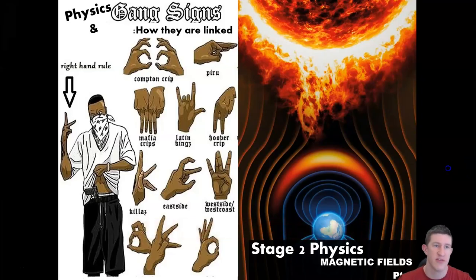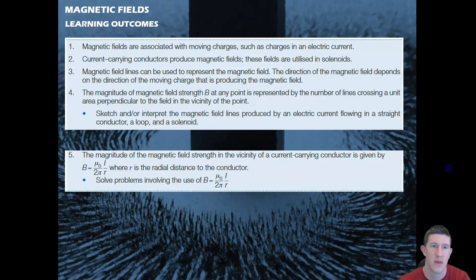In this video, we're going to introduce magnetic fields, and we're going to talk about the link between magnetic fields and gang signs. These are the learning outcomes for today's lesson: magnetic fields, current carrying conductors, magnetic field lines, magnitude and field strength of a magnetic field, and using the formula for it.